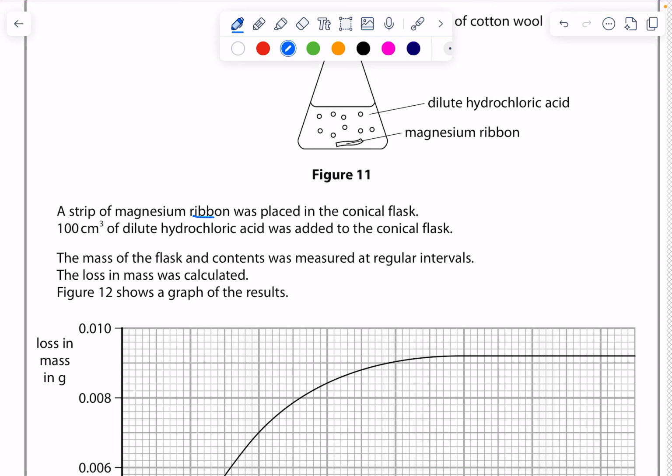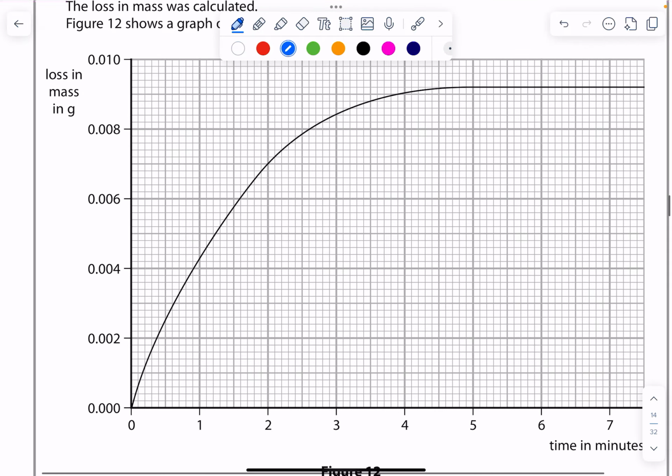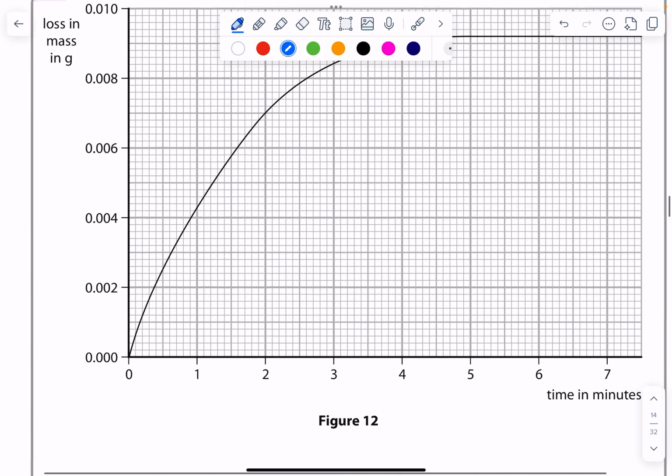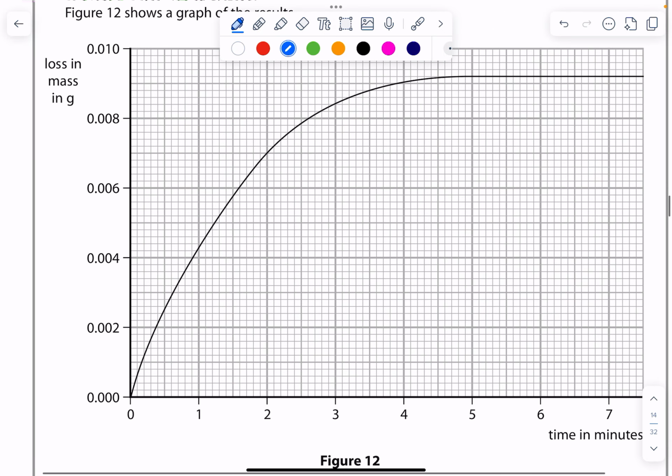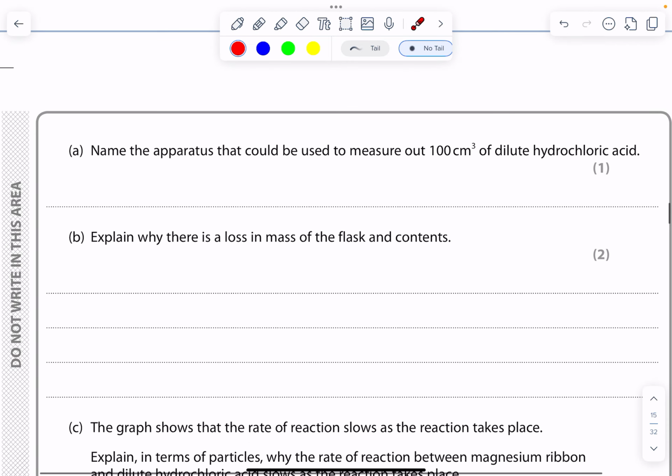They are showing how the mass has changed during this reaction. Just to remind ourselves, the mass here is starting to decrease, showing how much is being lost, and eventually it will level out, so the mass doesn't change. Here the mass is no longer changing because the reaction has actually stopped at this point. Let's get on to the questions.